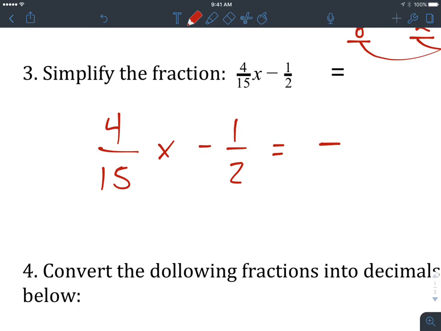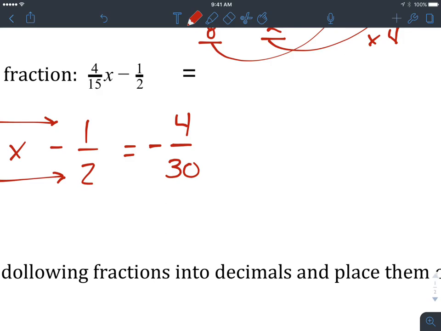Remember, multiplying fractions, you just multiply straight across. So 4 times 1 is 4. 15 times 2 is 30. And we said this was going to be negative. Negative 4 over 30, can that be simplified? Yes, they're both even numbers.